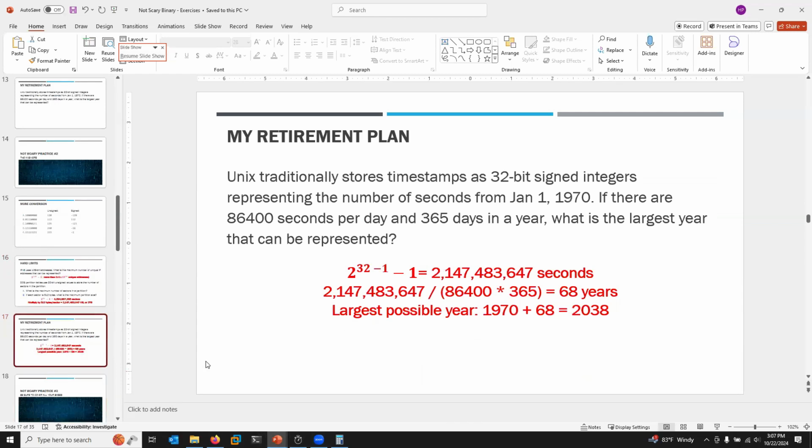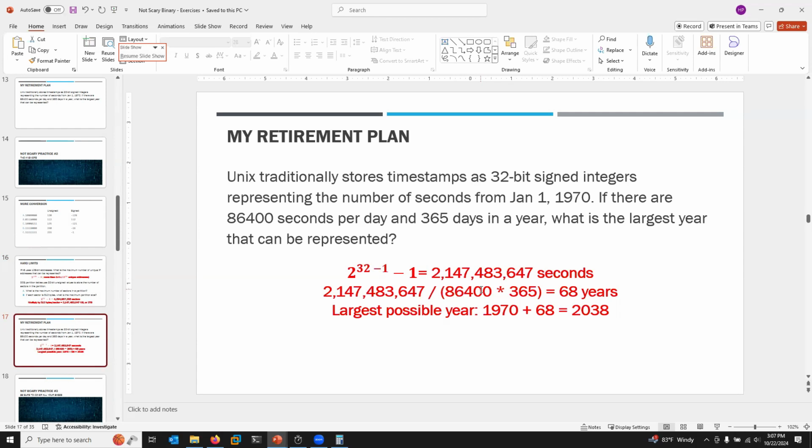Now, my retirement planning. I claimed that the 32-bit signed integer dates were going to roll over in 2038, okay? How did I get there? Okay, so 32-bit signed integer, right? The maximum number of seconds you can have is 2 billion and change. There's 86,400 seconds per day, right? 60 seconds per minute, 60 minutes per hour, 24 hours per day. When you multiply 60 times 60 times 24, it ends up as 86,400.